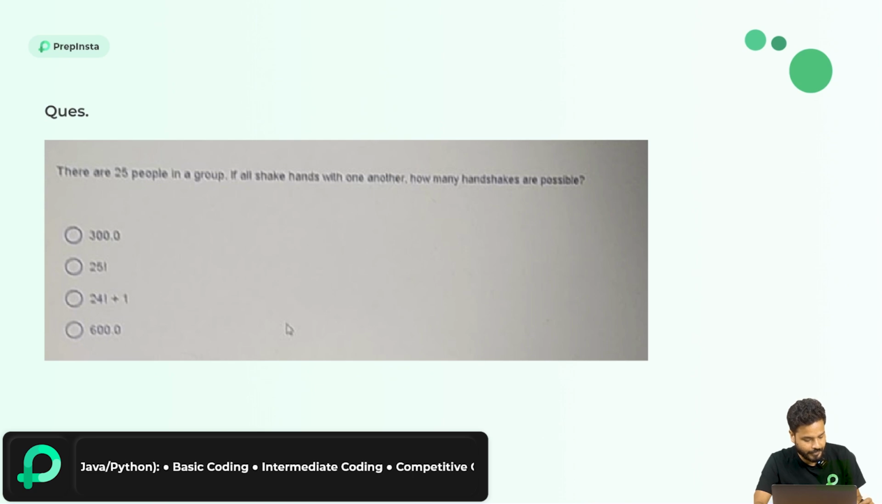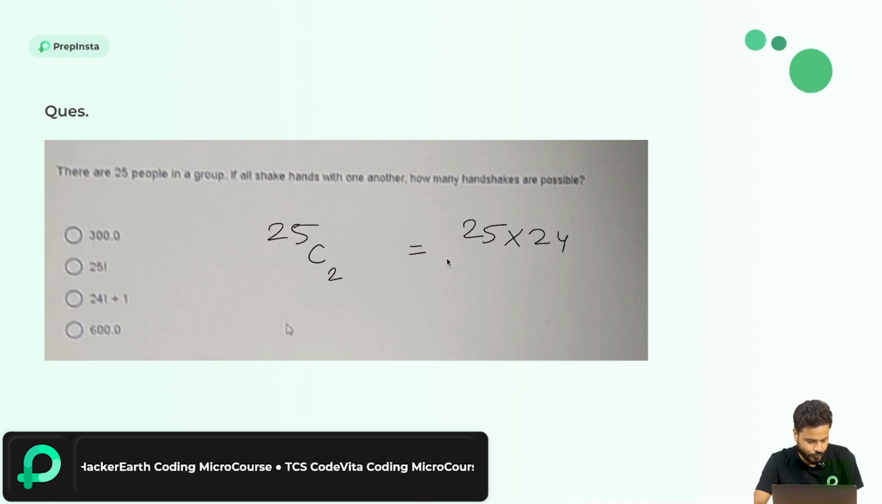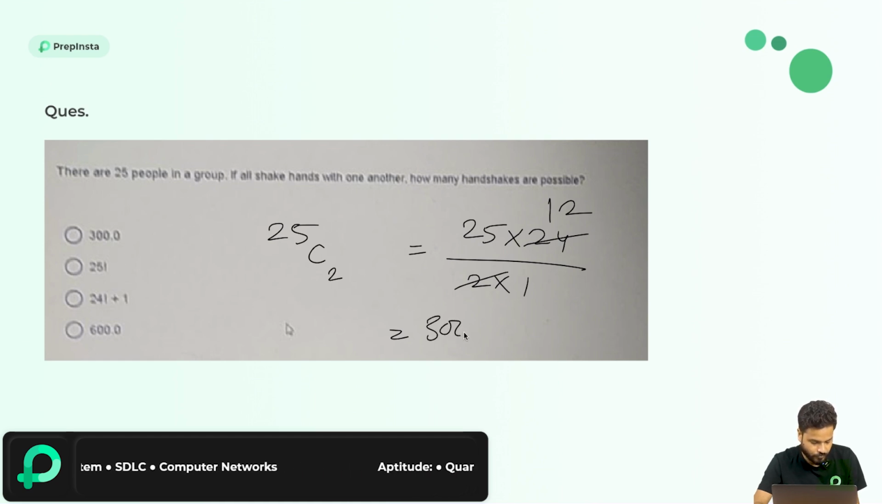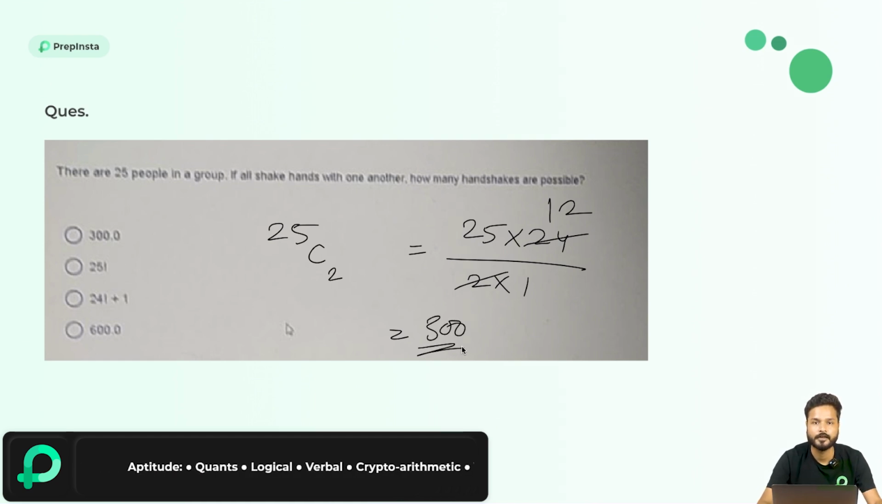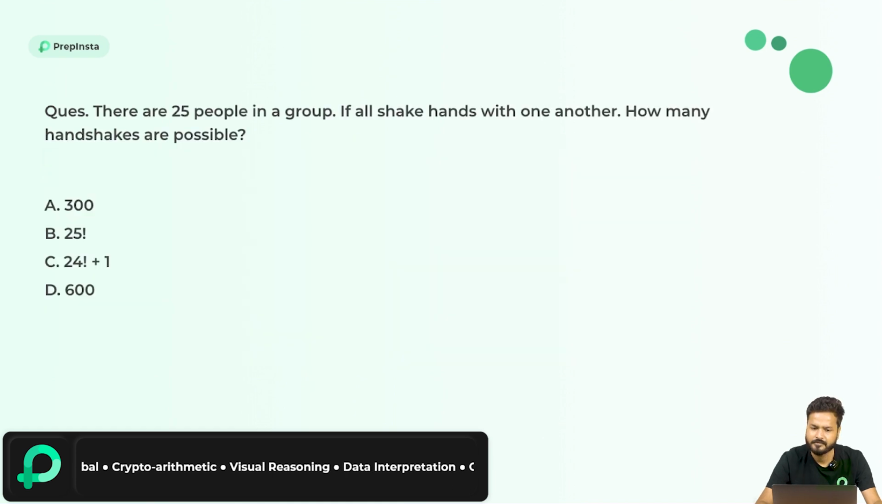So in that case, the answer is nothing but 25C2. What is 25C2? 25 into 24 divided by 2 into 1, nothing but 12. 25 times 12 is 250 plus 50, so 300 would be your answer for this particular question, right? Again, the same question is written in a text format for those who were not able to read it properly.